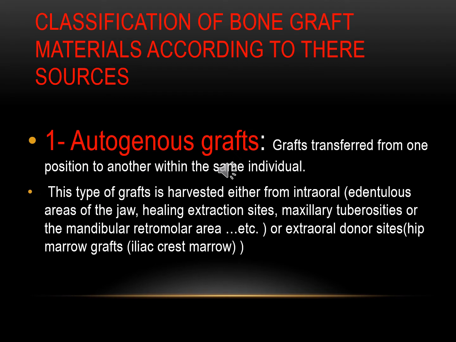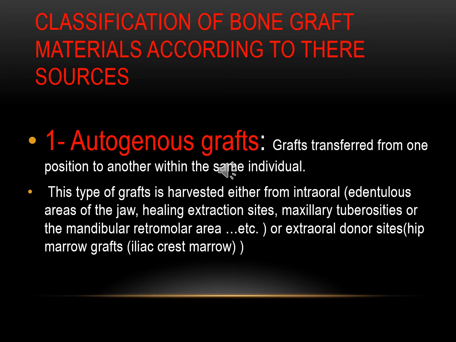Classification of bone graft material according to their sources. We have four main types of bone graft according to their sources. First type is the autogenous graft. We mean by autogenous graft that the graft is transferred from one position to another within the same individual. This bone graft is harvested from your body to your body.